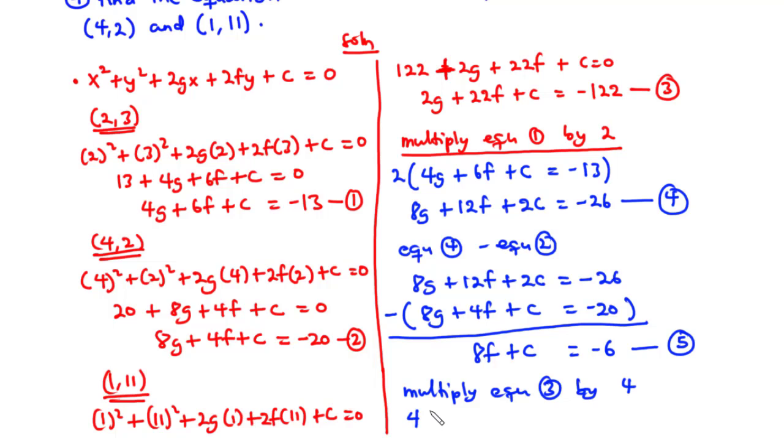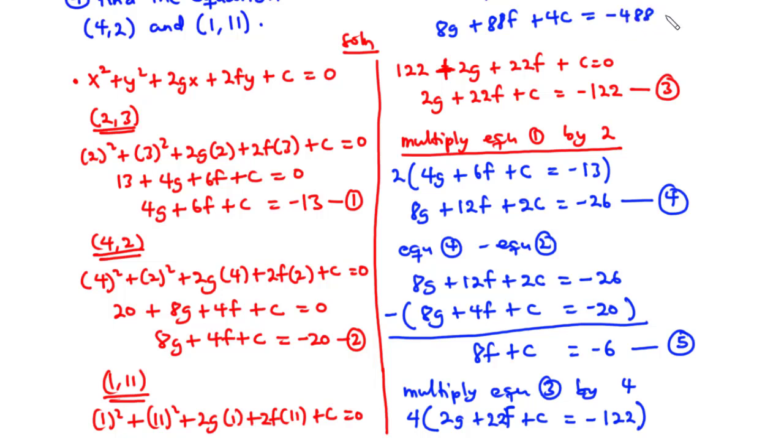So we have 4 times equation 3, which is 2j plus 22f plus c equals negative 122. So this becomes 4 times 2 is 8, so we have 8j plus 4 times 22 is 88, so 88f plus 4c equals 4 times negative 122 is negative 488. So let's call this equation 6.